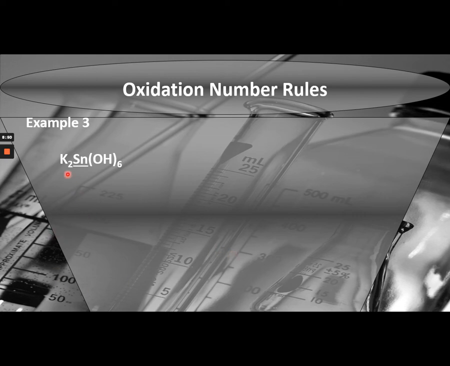So we have this compound, we have potassium tin hexahydroxide, tin, 6 hydroxide. So we're finding what's the oxidation for tin. So if you'll recall that potassium's in group 1, so it has a +1. We don't know what tin is. Now we have a polyatomic ion. This whole thing has an oxidation of -1.